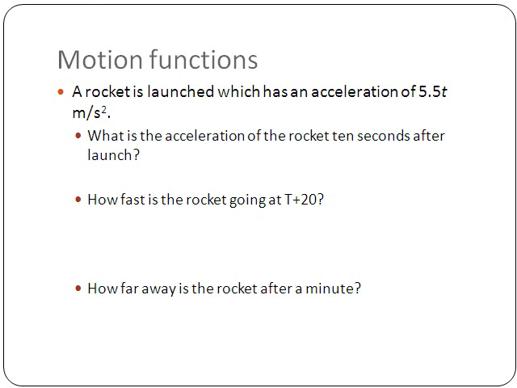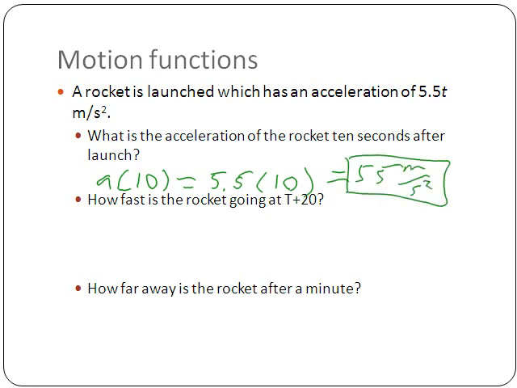So a rocket is launched which has an acceleration of 5.5t meters per second squared. And so the question first is, what's the acceleration of the rocket 10 seconds after launch? Well, we already know the acceleration, and we're asking about this at 10 seconds. Acceleration at 10 seconds is basically going to equal 5.5 times 10, because that's our acceleration function. And so the acceleration of the rocket is just 55 meters per second squared. Okay? No problem on that one.